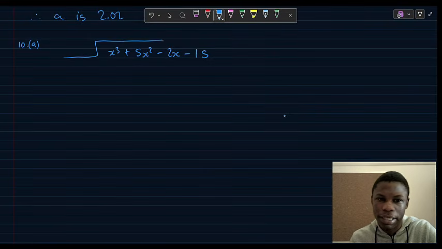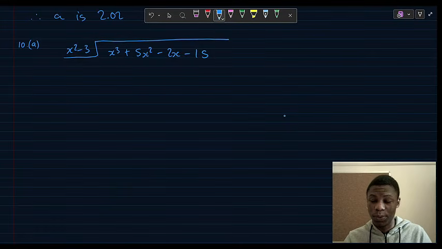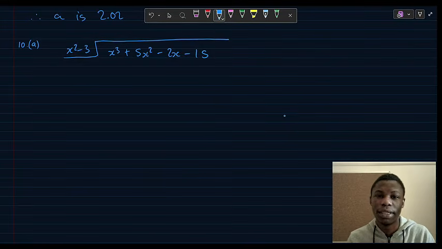Question number 10, part A. Find the quotient and remainder when x cubed plus 5x squared minus 2x minus 15 is divided by x squared minus 3. Right, so we have to do polynomial division.